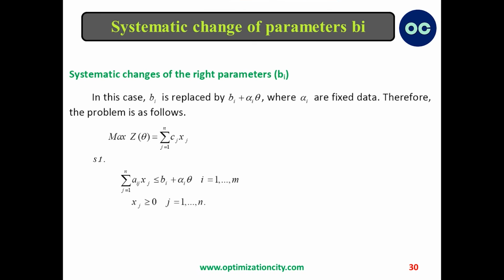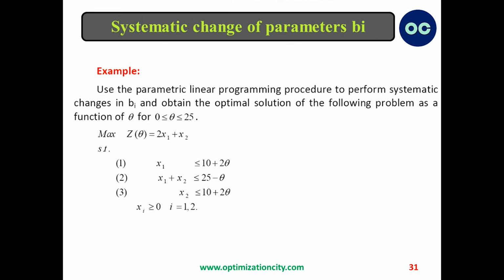Altering the coefficient of the objective function in the primal model is equivalent to changing the coefficient of the right-hand side in the dual problem. This is a very important point we use here. To provide further information, we will work through an example. Let's apply the parametric linear programming approach to systematically change the value of bi and determine the optimal solution for the following problem. Consider theta values ranging from 0 to 25.